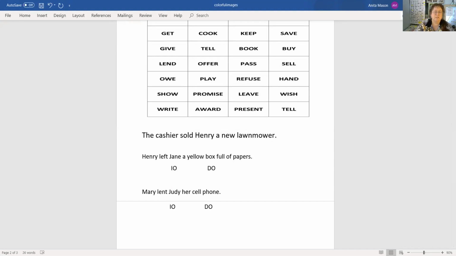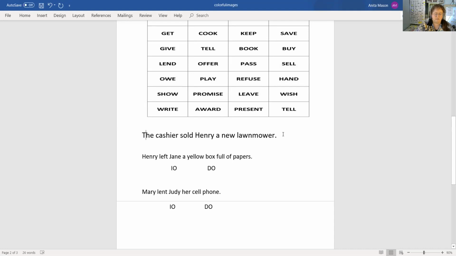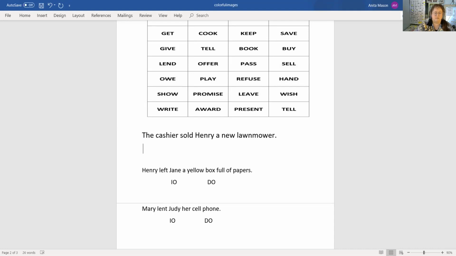Okay, so who is the subject of the sentence? It's the cashier. And what is the verb? Sold. And what did the cashier sell? They sold the lawnmower. So the lawnmower is the direct object. And who received the lawnmower? Henry did. So Henry is the indirect object. And the lawnmower is the direct object.